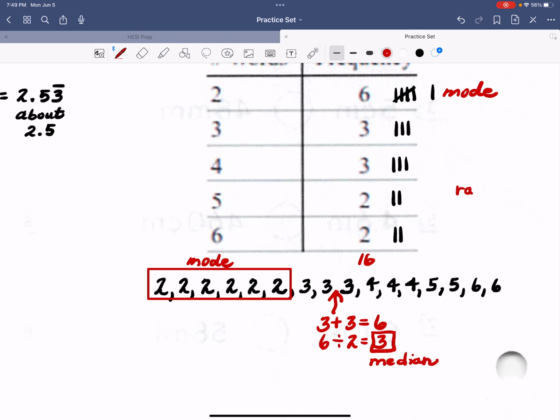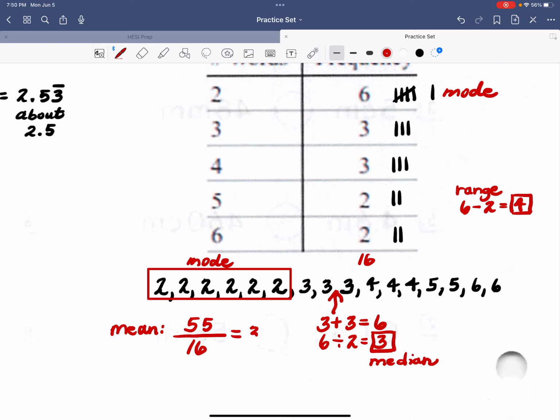Range is not too bad, especially if they're in order. You take the biggest one minus the littlest one, so your range is 4. And then to get the mean, this is the one that we have to work for. We have to add them up. And again, I'm going to say 2 times 6 is 12, plus 3 times 3 is 9, plus 4 times 3 is 12, and 5 times 2 is 10, 6 times 2 is 12. That's a total of 55 words divided among 16 books.